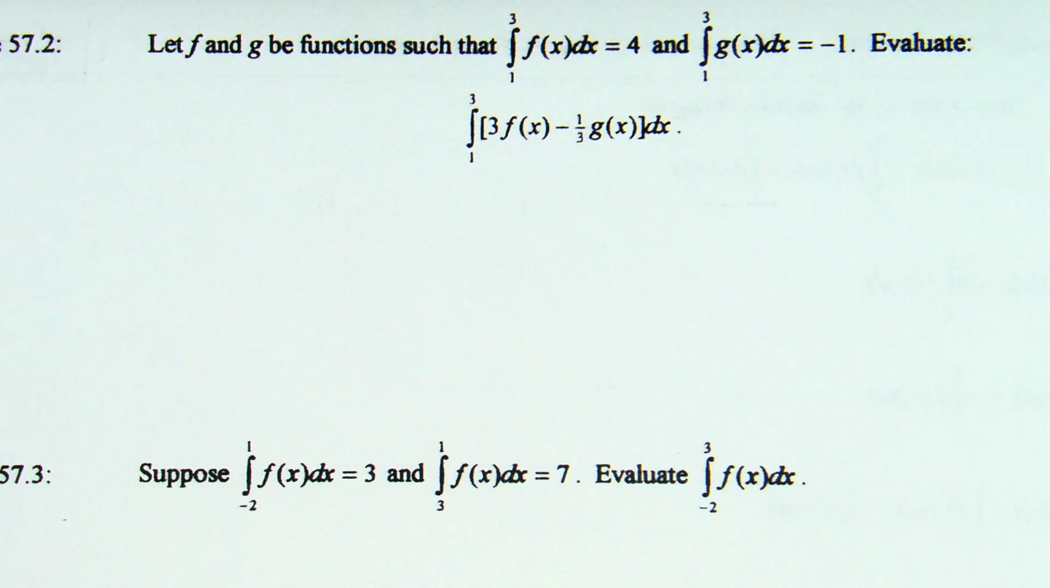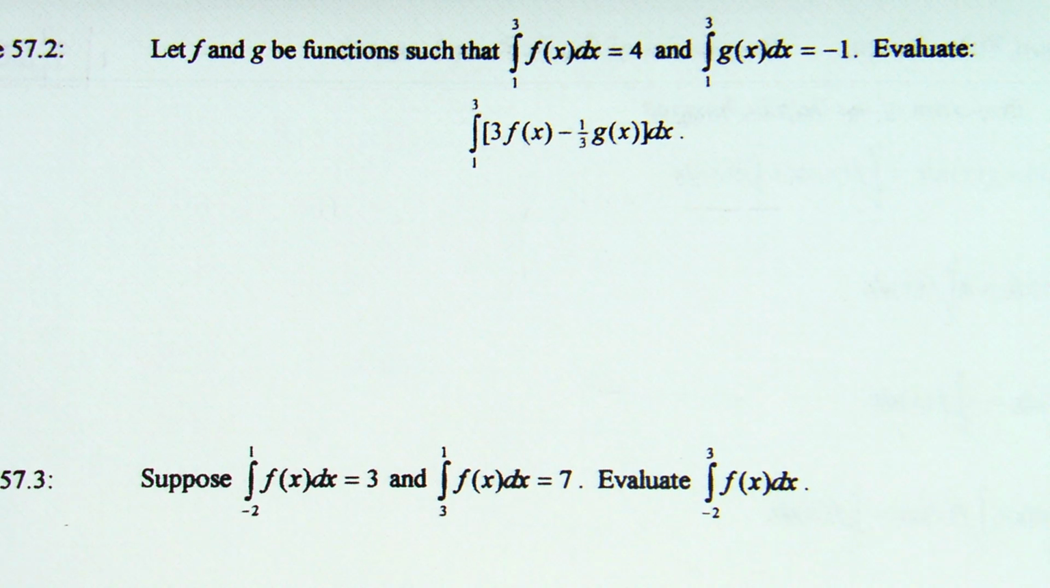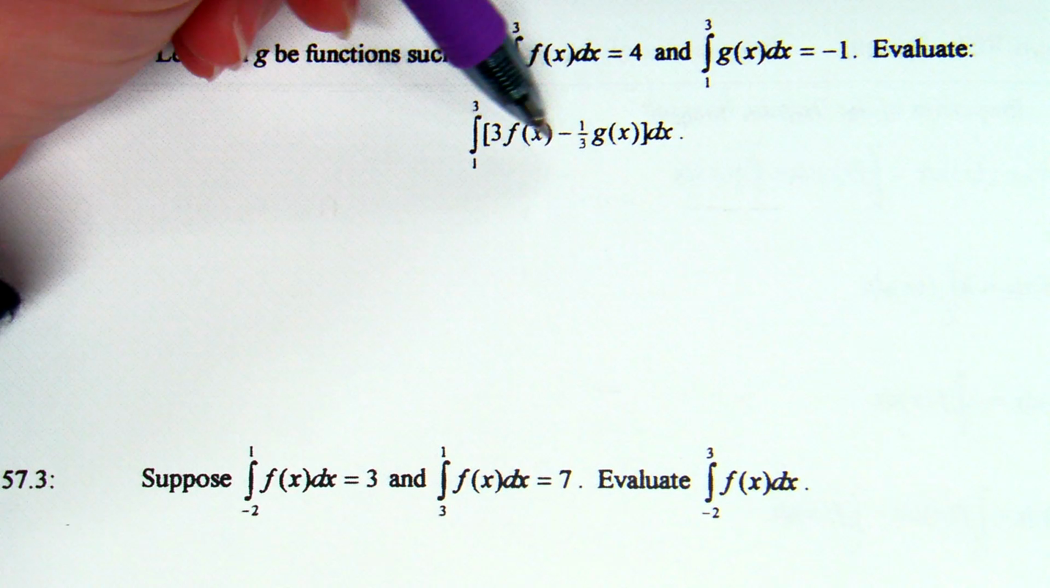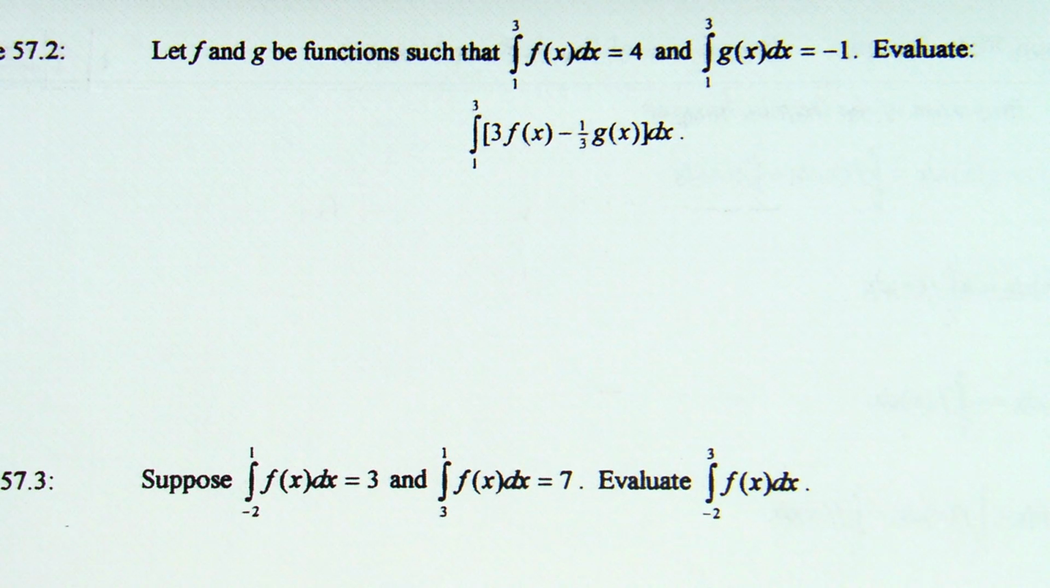Let f and g be functions such that the integral from 1 to 3 of f of x is 4, and the integral from 1 to 3 of g of x is -1. Now, honestly, you may be able to just kind of see it as is. You may not need a lot of work. I'm going to break it up because I want you to see all the pieces here. So first of all, I have the subtraction within a single integral. The subtraction within a single integral could be broken up into two integrals being subtracted.